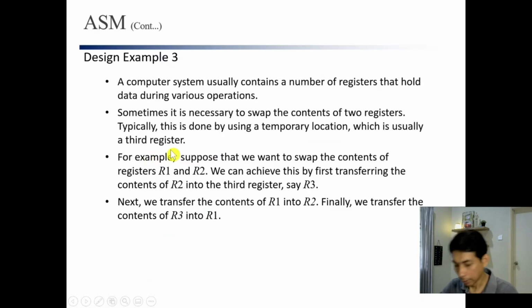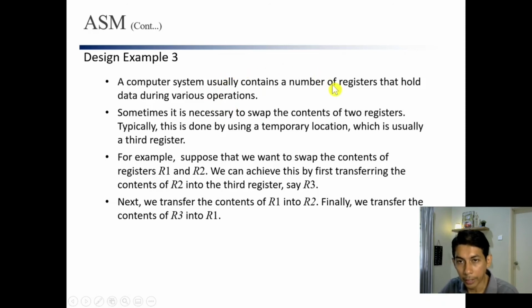All right, now let's look at example number 3. So for example number 3, and it should be the last example for this chapter. In a computer system, it usually contains a number of registers that hold data during various operations. Yes, we learned this already in computer design, in microprocessor systems.